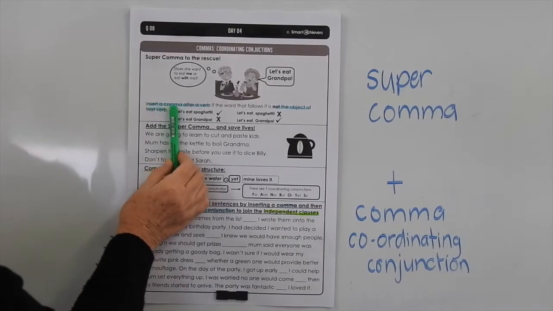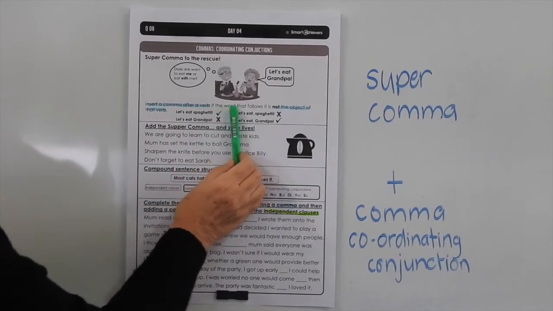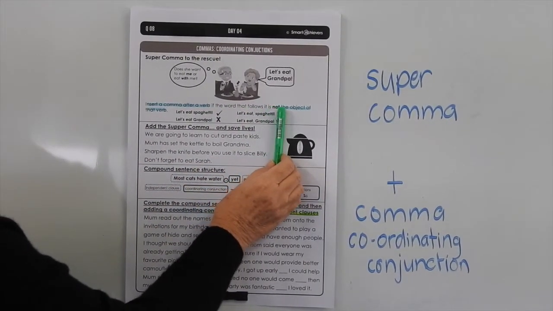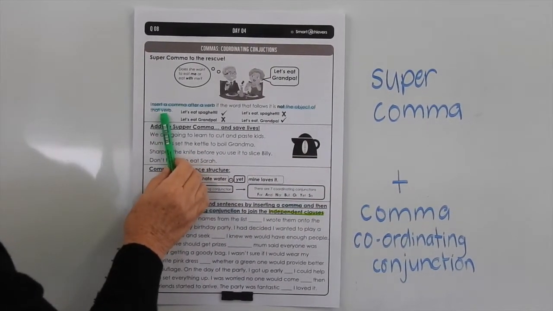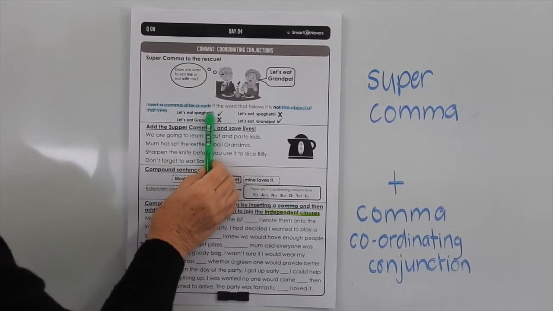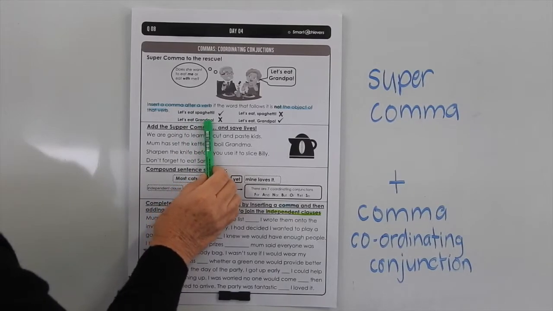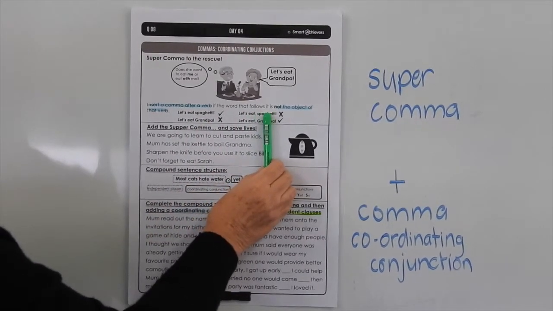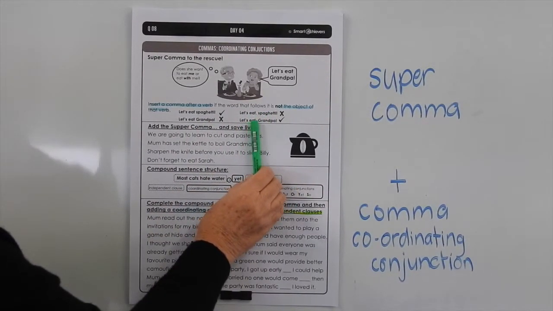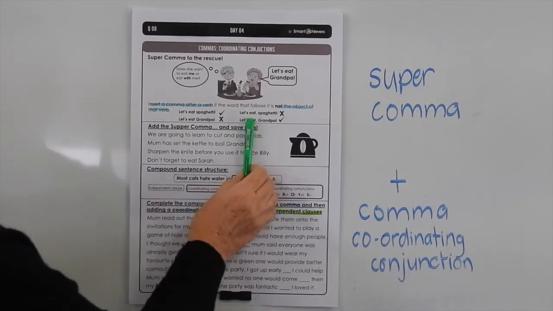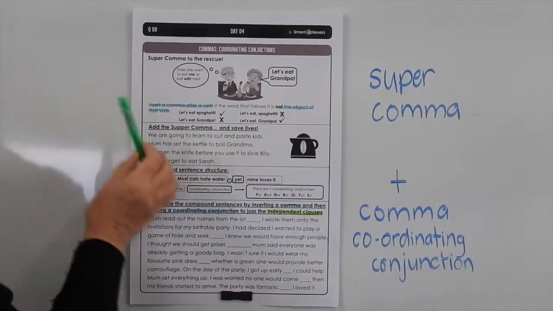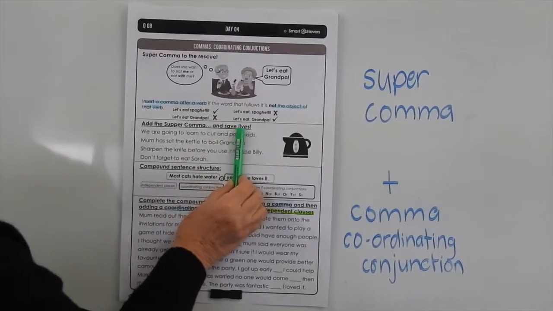So you have to insert a comma after a verb if the word that follows is not the object of that verb. So let's eat spaghetti. Let's eat, Grandpa. Let's eat spaghetti. Let's eat, Grandpa. So you can hear the difference with the comma in there. Add the super comma and save lives.